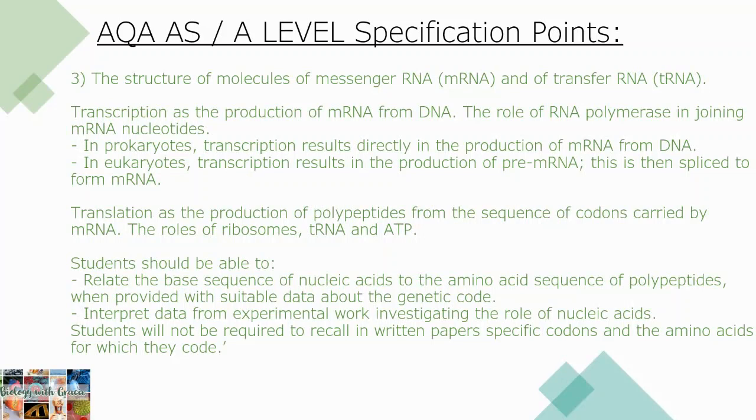Translation as the production of polypeptides from the sequence of codons carried by mRNA. The roles of ribosomes, tRNA and ATP. Students should be able to relate the base sequence of nucleic acids to the amino acid sequence of polypeptides when provided with suitable data about the genetic code. Interpret data from experimental work investigating the role of nucleic acids. Students will not be required to recall in written papers specific codons and the amino acids for which they code.